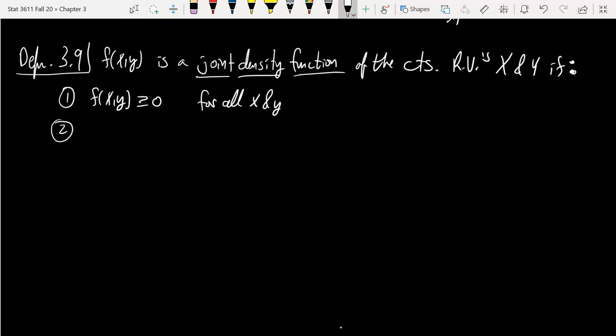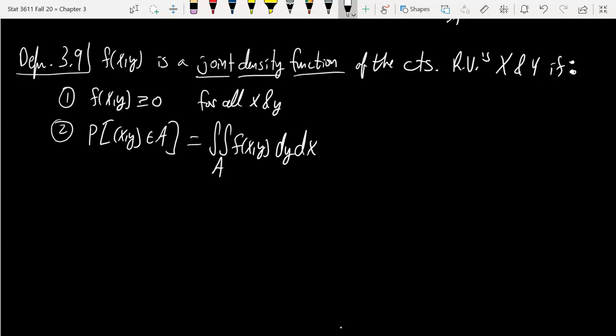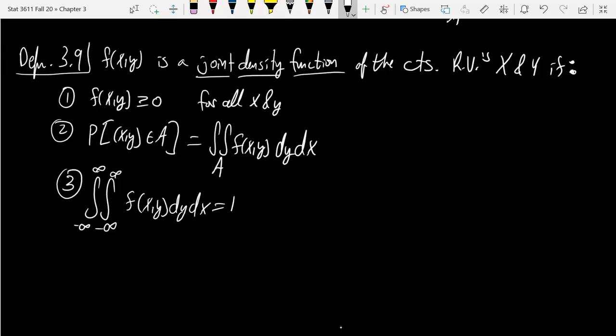The probability that x and y is in the region A is equal to the double integral over that region, f of x, y, dy, dx, or dx, dy, depending on how you prefer to do your order of integration. And of course, if we double integrate from minus infinity to infinity, integrate over the whole xy plane, we should get a double integral that evaluates to 1.